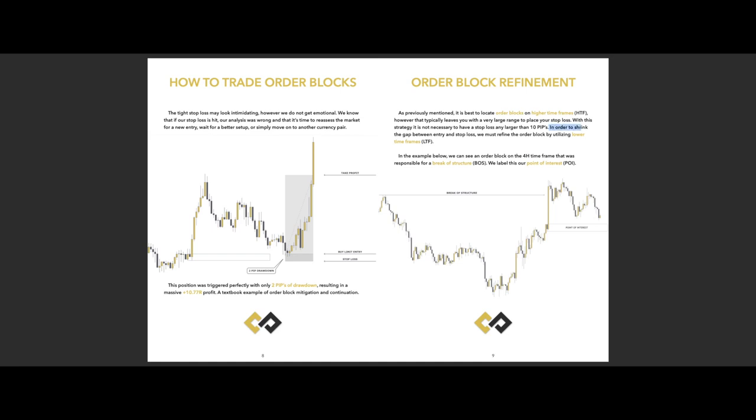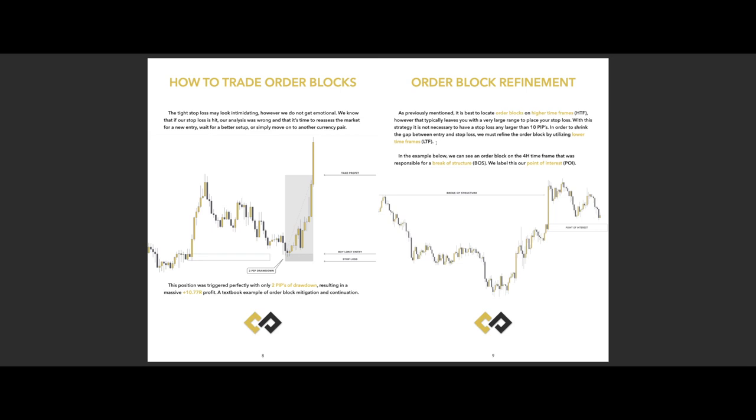Now, in order to shrink the gap between the entry and the stop loss, we must refine the order block by using lower time frames, right? So that's basically what I was going over earlier. You can find an order block on the 1 hour time frame or the 4 hour time frame, let's say, but that's going to leave you with typically a 20 pip stop loss or maybe a 10 to 15 pip stop loss, somewhere around there.